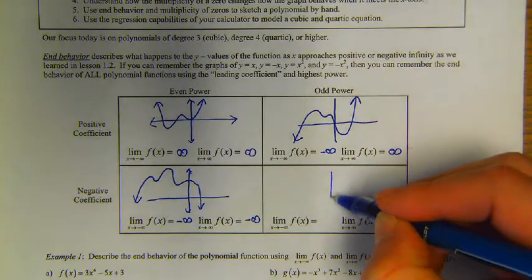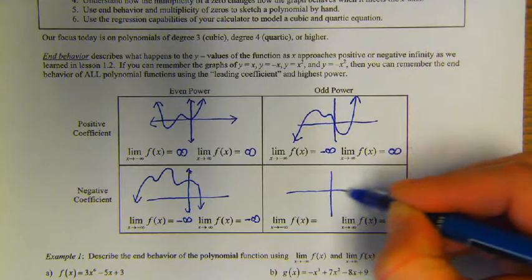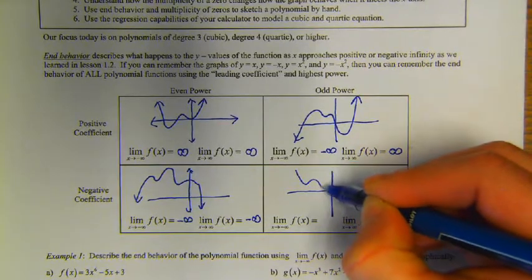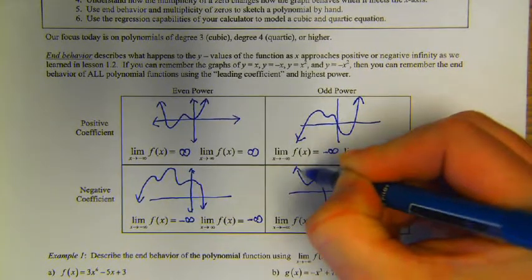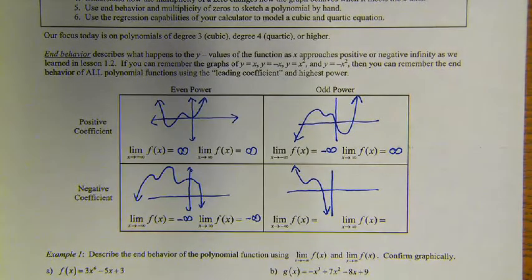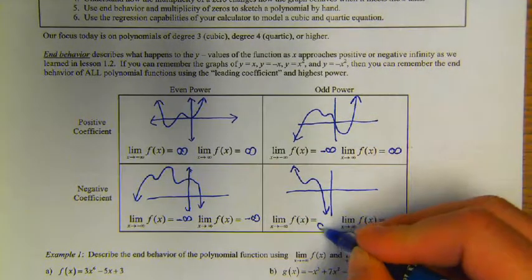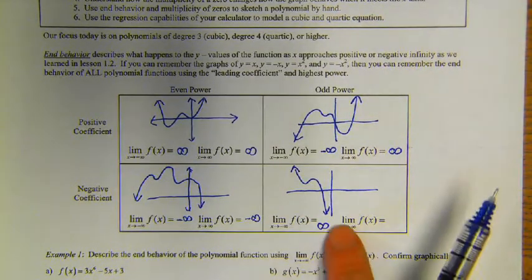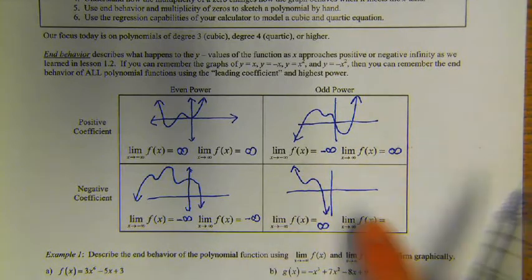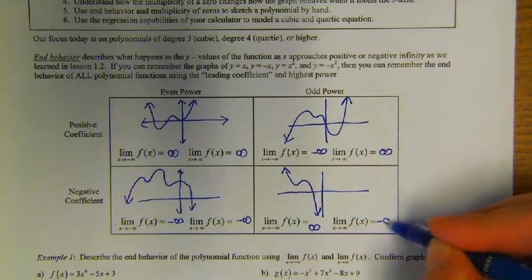And then finally, let's do some kind of odd-powered function with a negative coefficient. This is flipped around. So as x goes to the left, this goes to positive infinity. And as x goes to the right, the function goes to negative infinity.